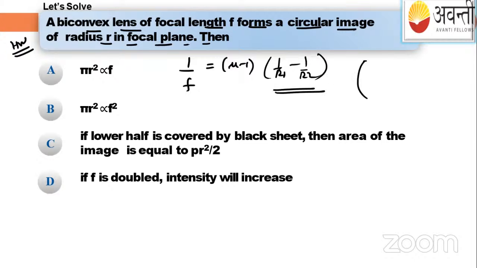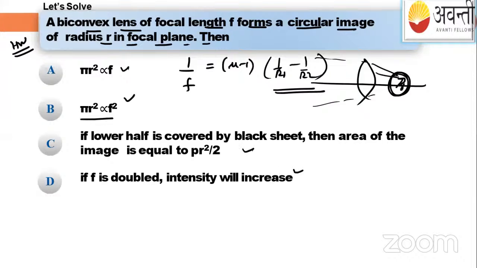If you keep a lens like this, it says the image forming is circular, of radius R. That can happen only when the object rays are coming in such a manner. So you have to check this and write the answer, whether the focal length squared will be proportional to this or these other things. I'm giving this as homework.